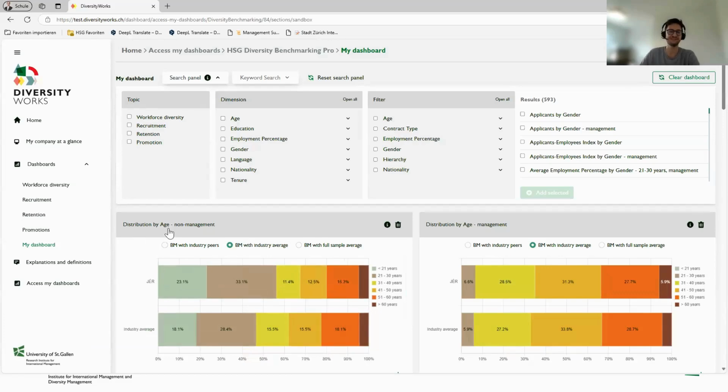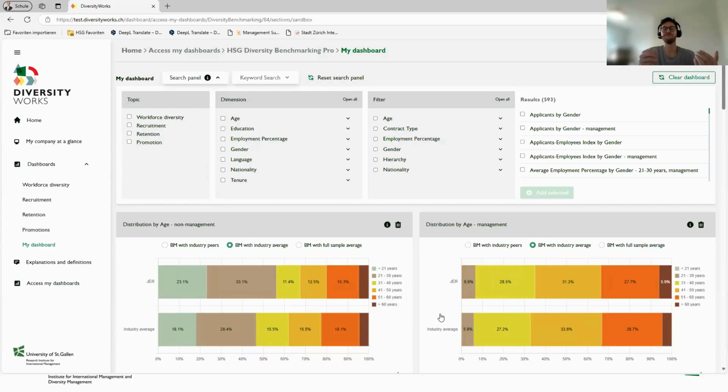Here on the left side, we have the distribution by age in non-management positions. We see that over half of our employees in non-management positions are younger than 31 years old. This share is about 9 percentage points higher than in the industry average. So in these positions, we already have a quite young pipeline for the management positions, which we see on the right side. Here we see that in management positions, only 6.6% of my employees are younger than 31. A similar trend can be seen in the industry average as well.